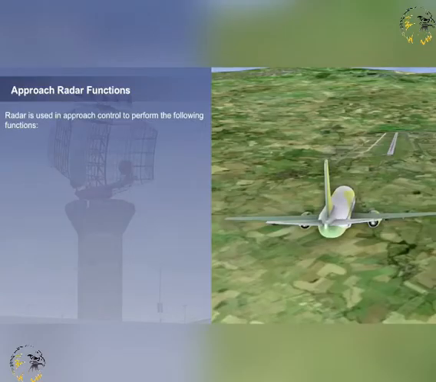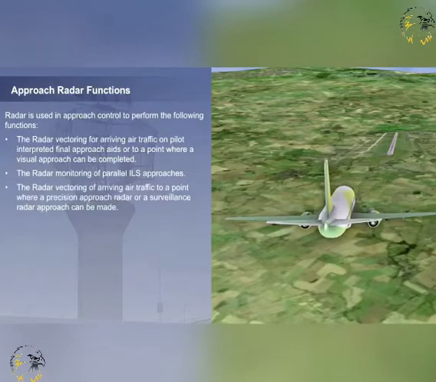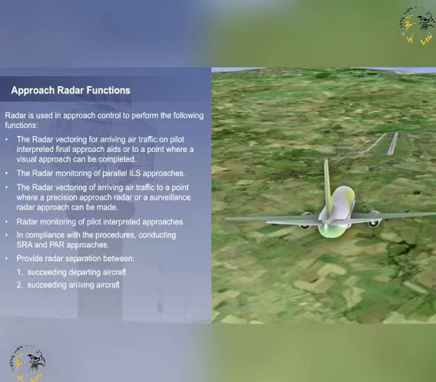Radar is used in approach control to perform the following functions: radar vectoring for arriving air traffic on pilot-interpreted final approach aids, or to a point where a visual approach can be completed; radar monitoring of parallel ILS approaches; radar vectoring of arriving air traffic to a point where a precision approach radar or a surveillance radar approach can be made; radar monitoring of pilot-interpreted approaches, in compliance with the procedures; conducting SRA and PAR approaches; providing radar separation between succeeding departing aircraft, succeeding arriving aircraft, departing aircraft, and succeeding arriving aircraft.